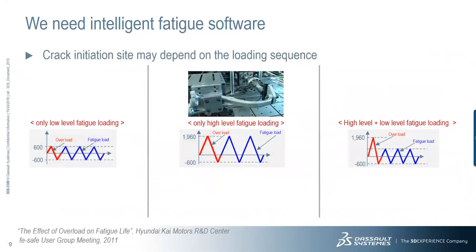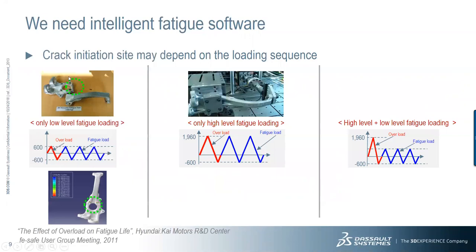This is another case study, which came from Hyundai Motor Company. In this case, Hyundai changed their loadings, and they wanted to see the effect of these loadings on their component. If we consider the first case, it has an amplitude of 600 and zero mean stress. Based on this, the experiment showed that the failure will be at this particular location, which is close to the bolt holes. And that's what fesafe also provided, the location close to the bolt.